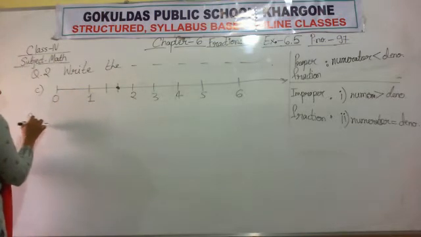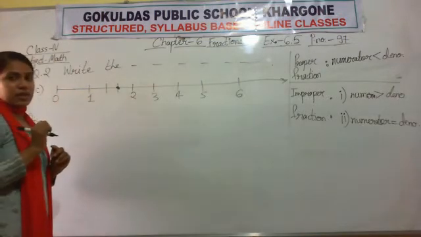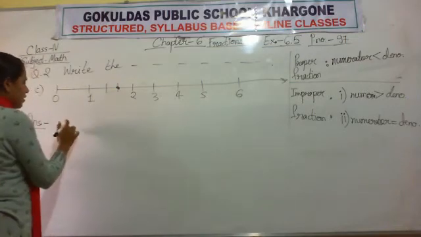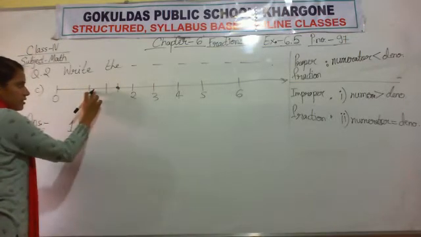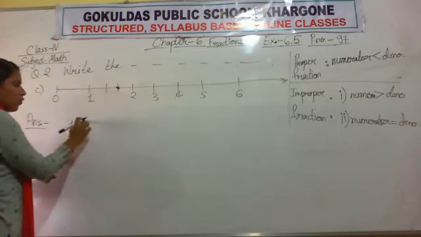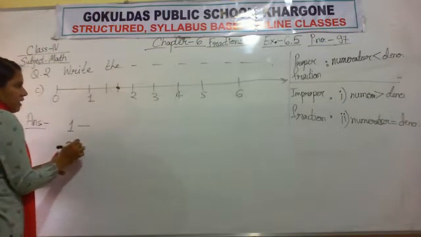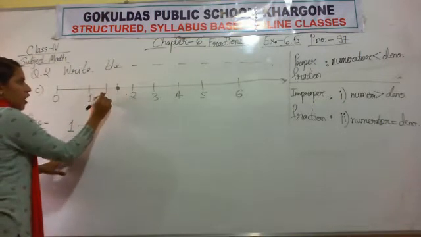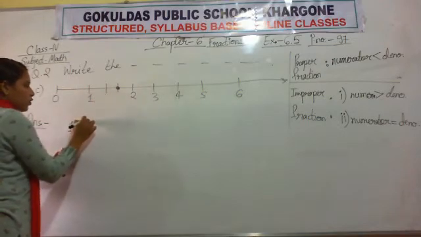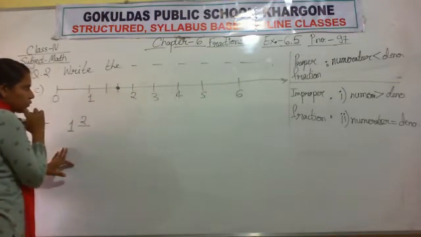So what will be your answer? How do we represent an improper fraction? We write this number 1 in the whole part, and in the numerator part, after the whole part, how many parts? 1 and 2. In the numerator we will write 2.